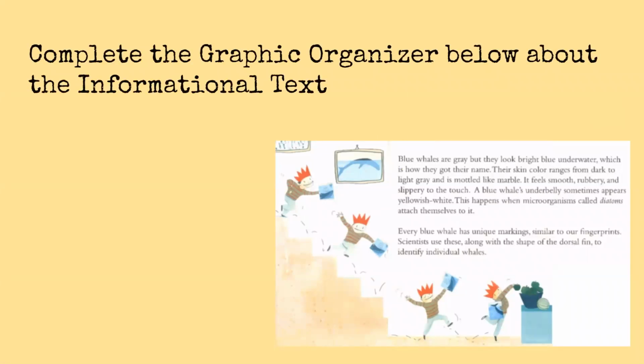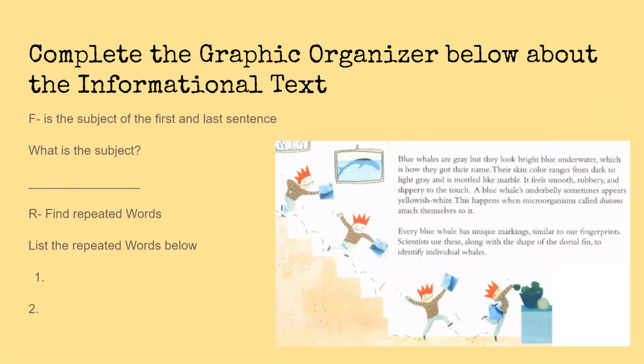So we're going to complete the graphic organizer below about the informational text. F is the subject of the first and last sentence. What is the subject? R, find repeated words, list the repeated words below. On your assignment page, you will have something similar to this to fill in. And ST, does the informational text stay on topic? Yes or no?